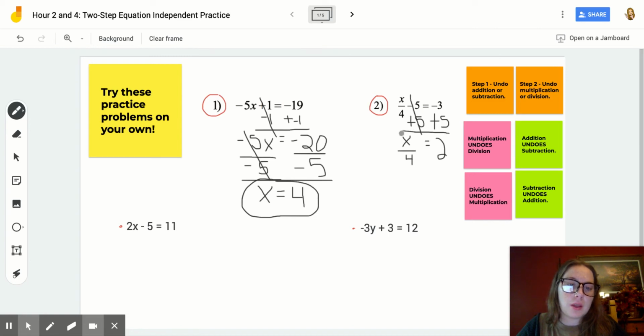So our next step is to undo multiplication or division. In this case, we're dividing. In order to undo division, we want to multiply. So we're going to multiply both sides by 4. And you're left with x equals 2 times 4, which is 8.